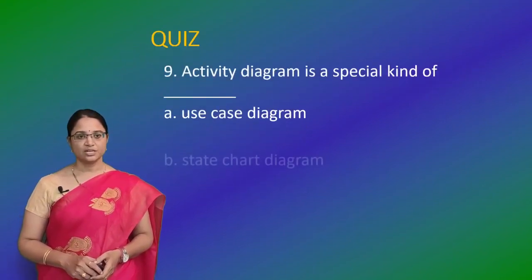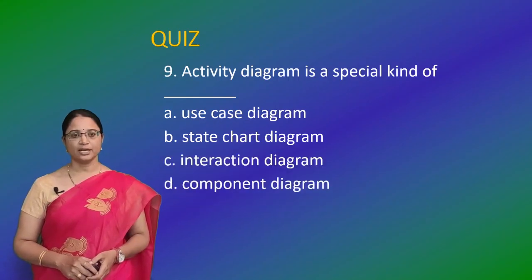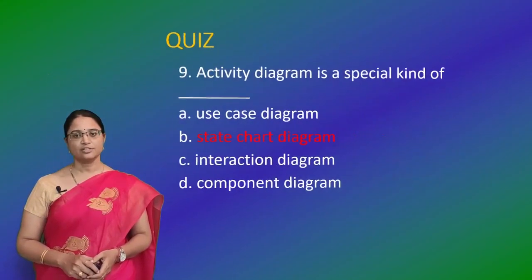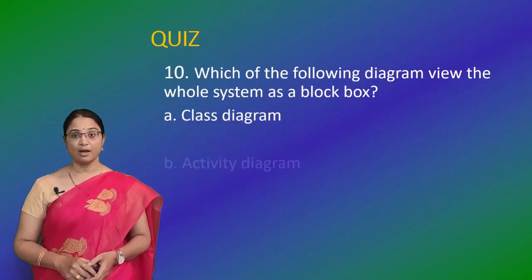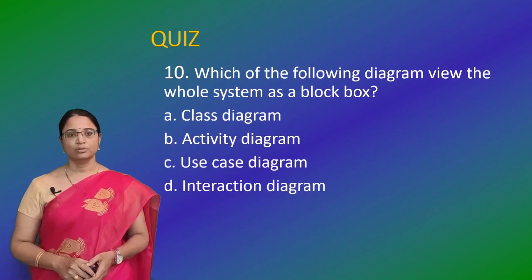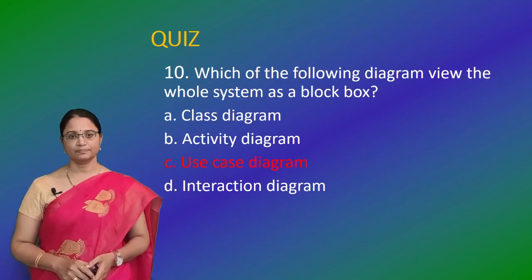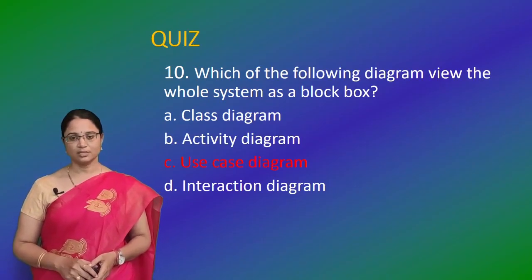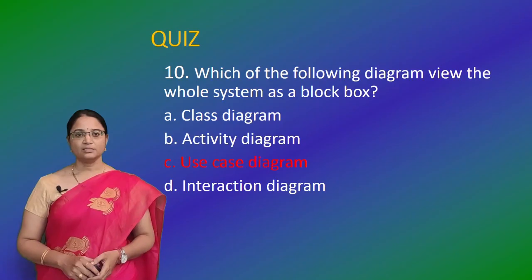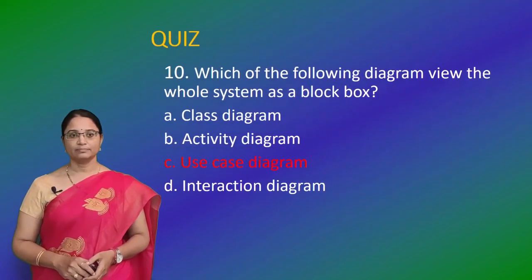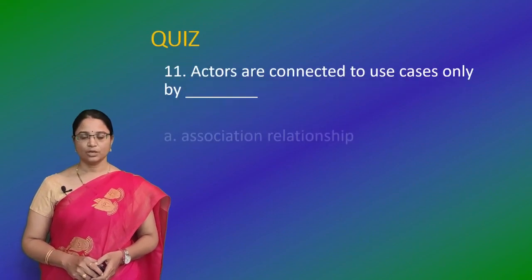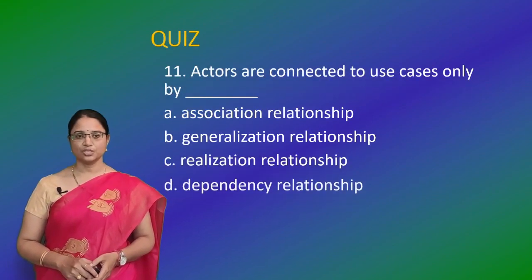Activity diagram is a special kind of dash. Use case diagram, state chart diagram, interaction diagram, component diagram. The answer is state chart diagram. Which of the following diagrams views the whole system as a black box? Class diagram, activity diagram, use case diagram, interaction diagram. So, black box, that is nothing but use case diagram. Actors are connected to the use cases only by association, generalization, realization, dependency. We have already discussed this, that is association.